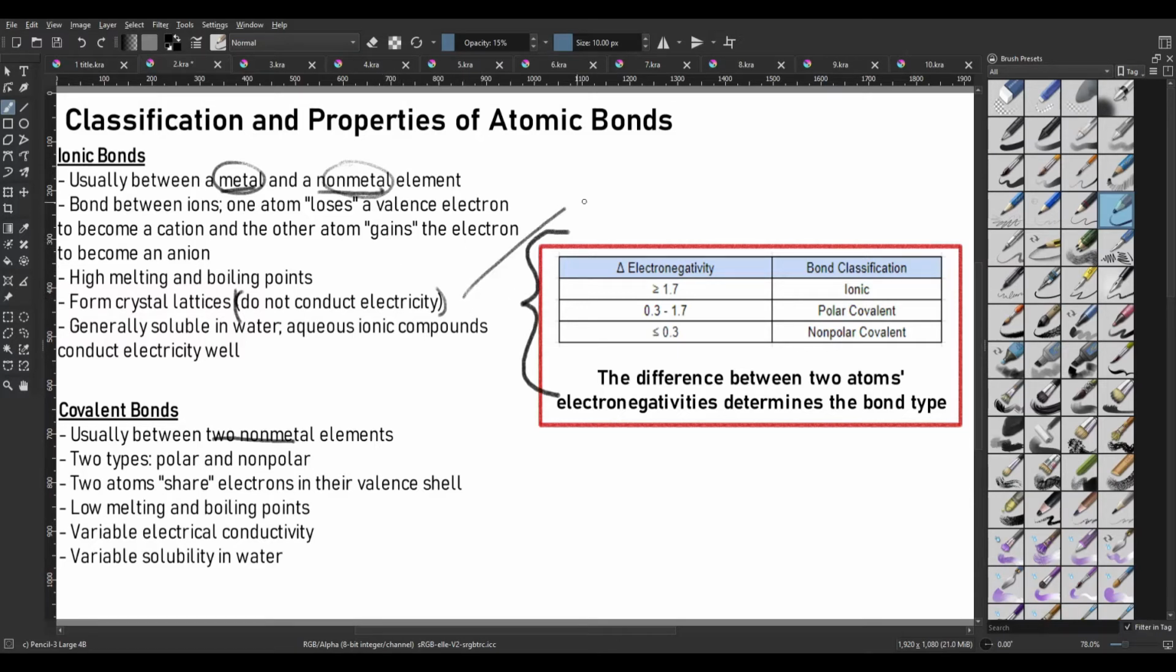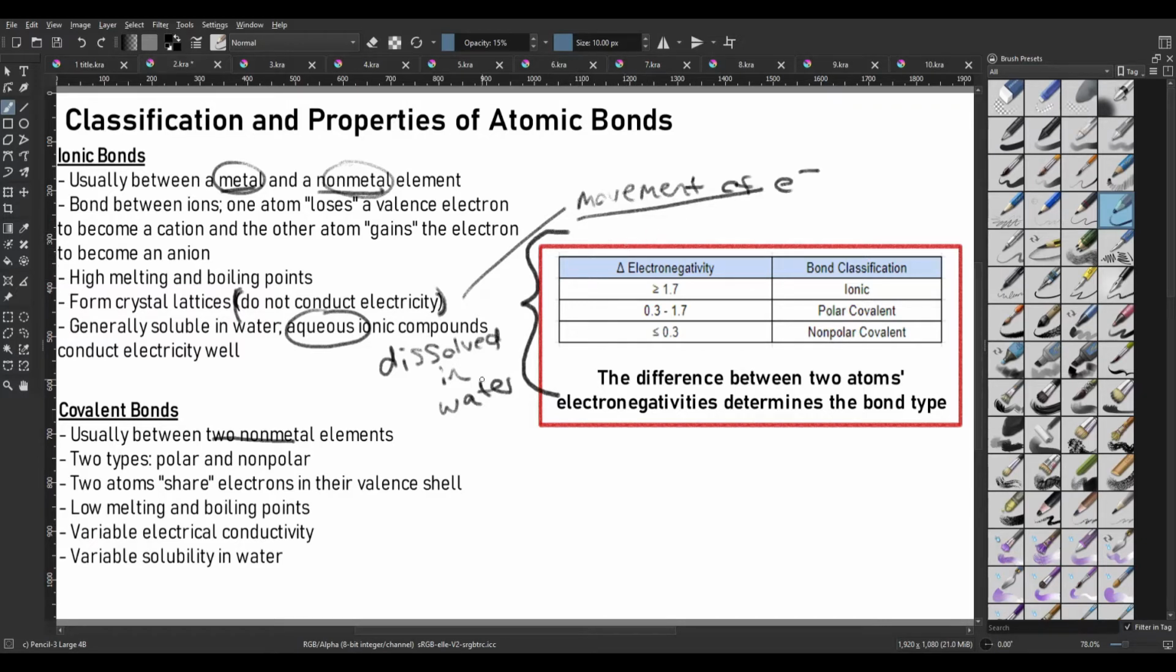If electricity is just the movement of electrons, then these lattices, when everything's locked in place, formed by ionic compounds, are not going to conduct electricity. On the flip side, when ionic compounds are aqueous, which just means dissolved in water as a solution, they do conduct electricity, because the ions are free to move around, so electricity is going to be able to flow there.